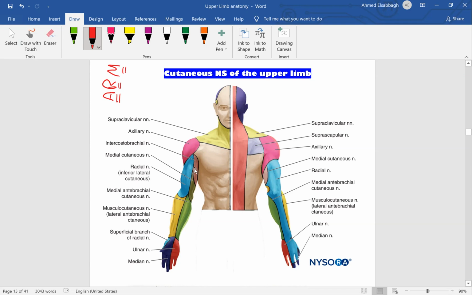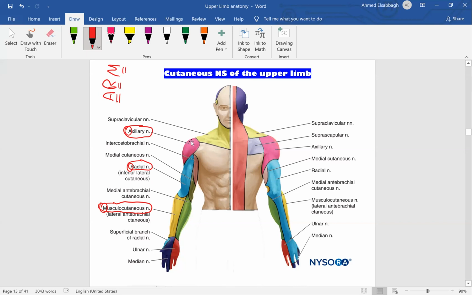So this part, which is the upper lateral part of arm, is supplied by axillary nerve. The lower lateral part of arm is supplied by radial nerve. The lateral part of forearm is supplied by musculocutaneous nerve. This is the sensory supply of the upper limb. So arm, A, R, M. Never forget it. I think it's easy now. The lateral part of arm and forearm are supplied by the ARM mnemonic.